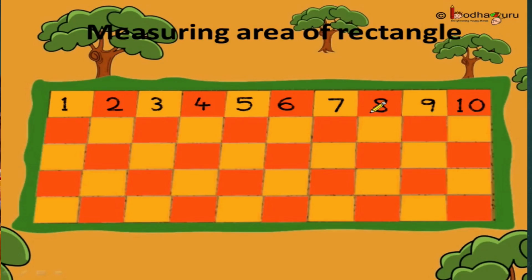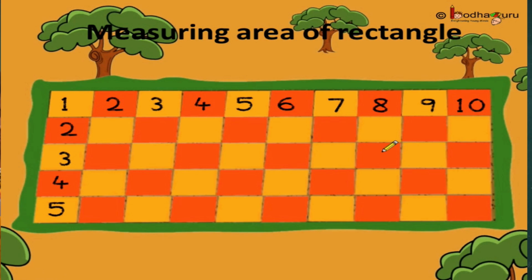How many tiles were required? 1, 2, 3, 4, 5, 6, 7, 8, 9, 10. Ten tiles are required to fill the row. Now count, children, how many such rows are there? 1, 2, 3, 4, 5. Five such rows are there, and each row has 10 tiles. So how many tiles got used? Very good, 5 times 10.